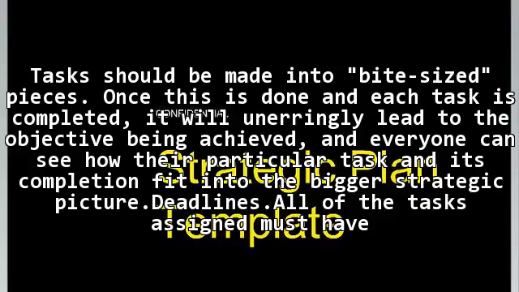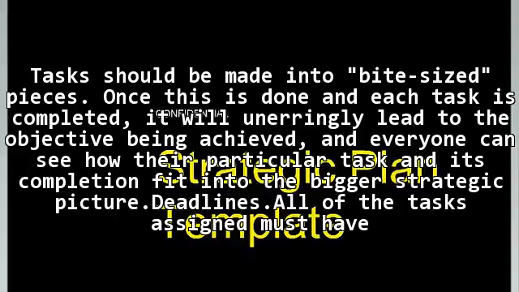Tasks should be made into bite-sized pieces. Once this is done and each task is completed, it will inevitably lead to the objective being achieved, and everyone can see how their particular task and its completion fit into the bigger strategic picture.